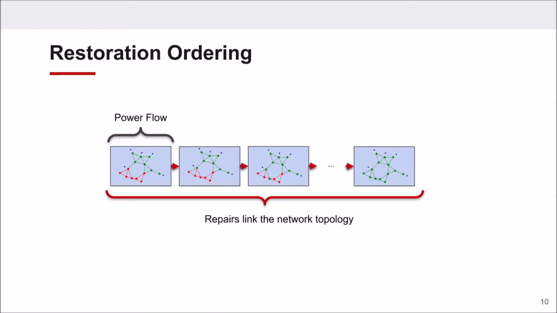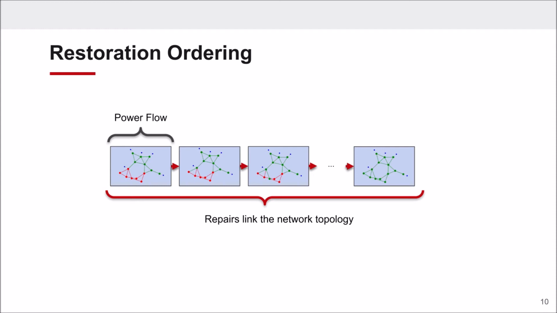The reason is because there is a copy of the network for every single topology that exists during that restoration sequencing. So before any devices are repaired, there's a power flow that needs to be satisfied, and then a single device is repaired, that power flow has to be satisfied, and the number of copies that we have is the number of different network topologies that exist during that restoration. So in most scenarios, that would be a separate network for every single repair that is done.